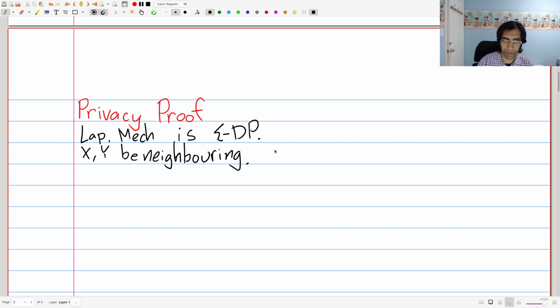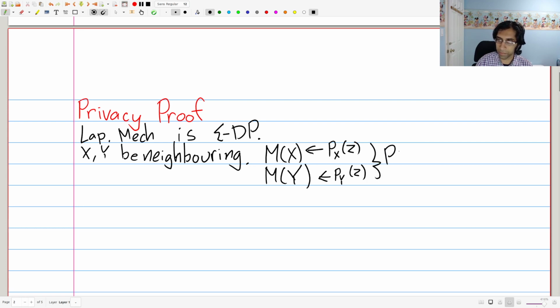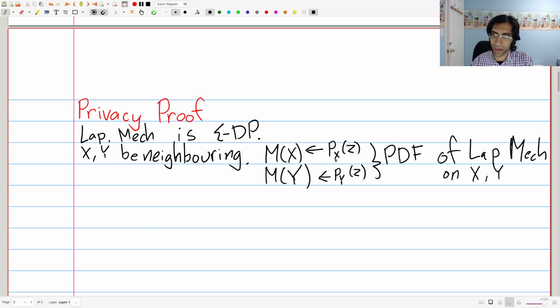And so the mechanism, the Laplace mechanism run on these two, will be M(x) and M(y). These are random variables because they are going to have random values. And so we're going to use p_x(z) and p_y(z). These are going to represent the PDF of the Laplace mechanism on x and y respectively. So it tells you the PDF that M(x) has at point z, where z is some point. Okay, so we're going to show essentially from first principles that this is differentially private.